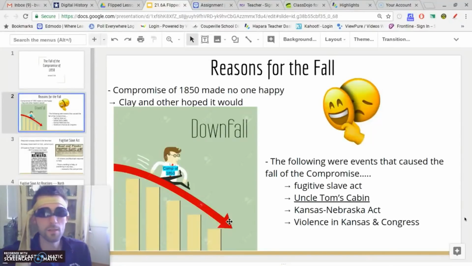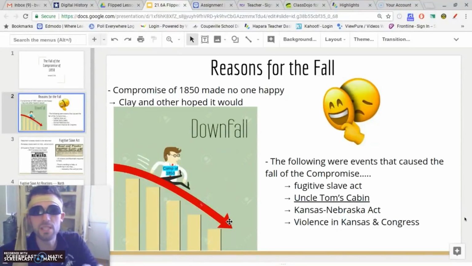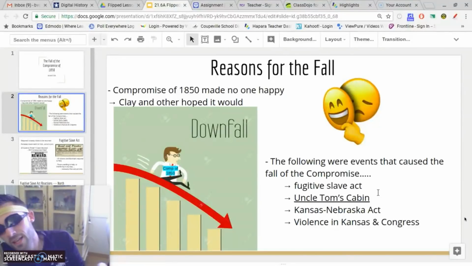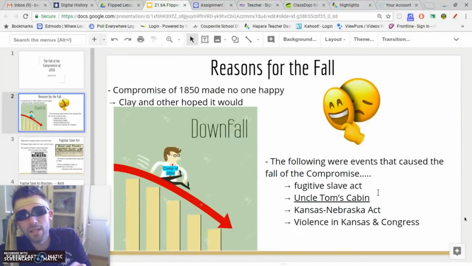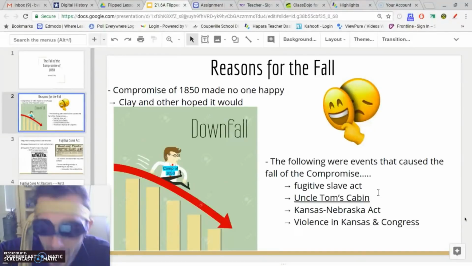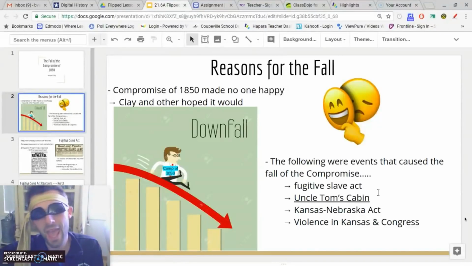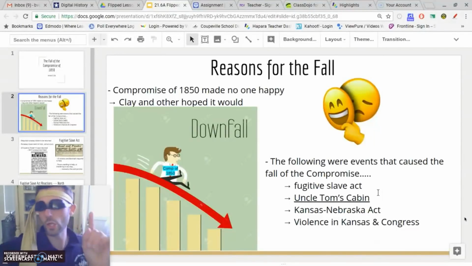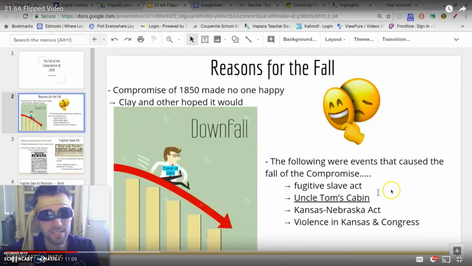The following events made people sad and made them wish that the Compromise was gone. You see the Fugitive Slave Act, and Uncle Tom's Cabin. Don't forget Kansas-Nebraska Act. And finally, we got violence. In Kansas and the Congress. That's not good.